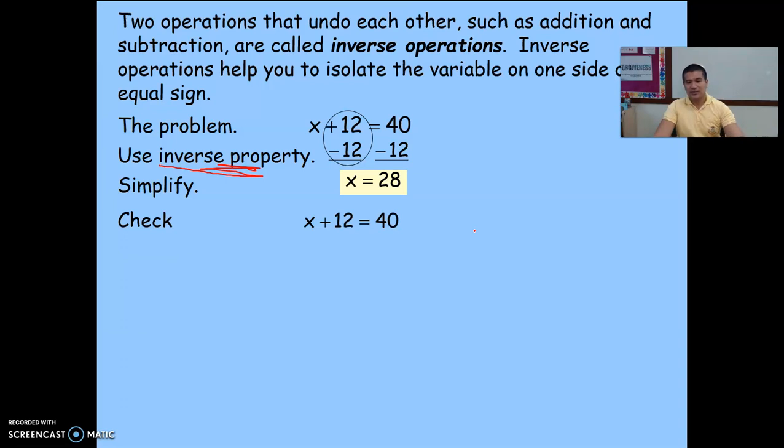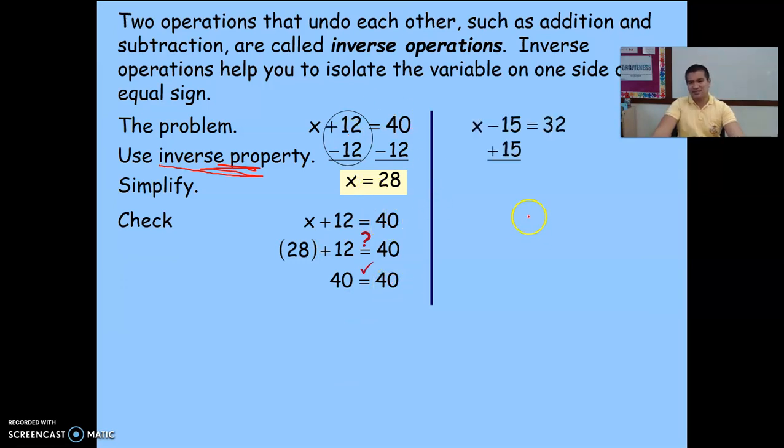Next. So when you're going to check, let x equal 28, which gives us equal to 40. So 28 plus 12 equals 40. So therefore, 28 is the solution of the equation.